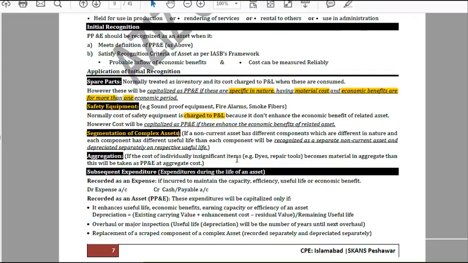So if a non-current asset has different components and they are different in nature, each component has a different useful life. In this case, each component will be recognized separately as a non-current asset. So in case of a train, we will record the engine as a separate asset. We will record the train boxes as a separate asset. And we will record the tires of the train as a separate asset. Because every part has a different useful life. And we will record depreciation of every part as per its own specific useful life.